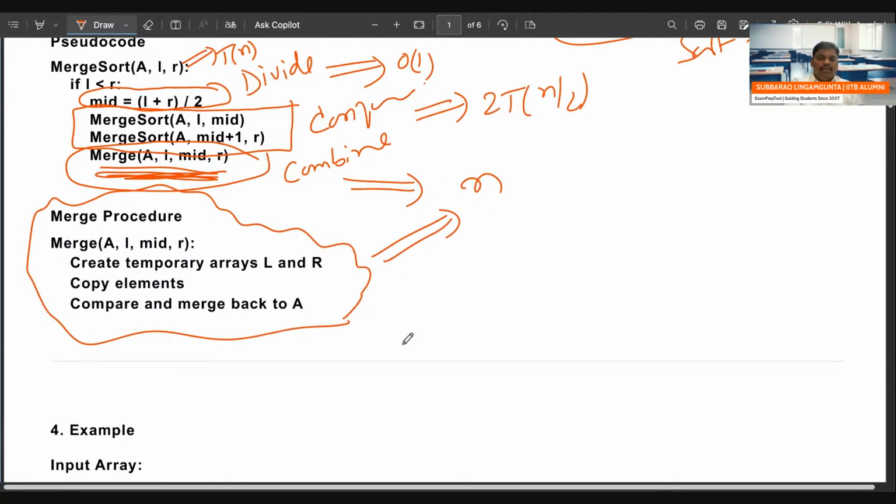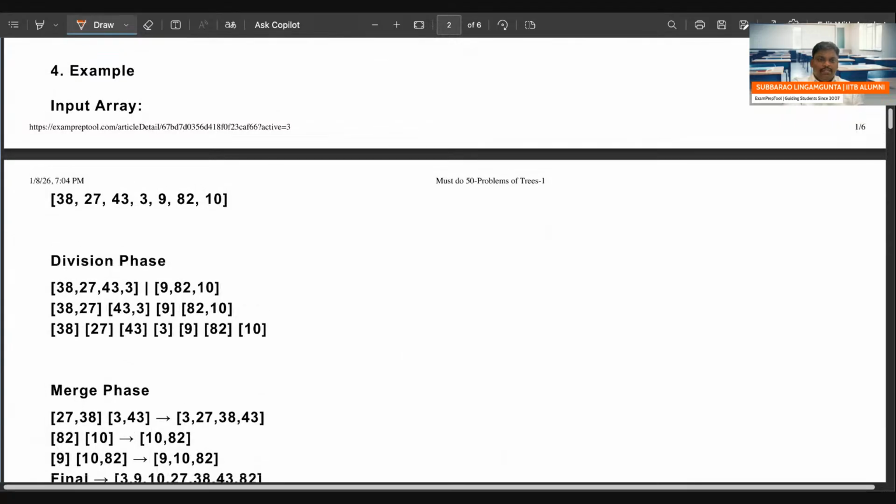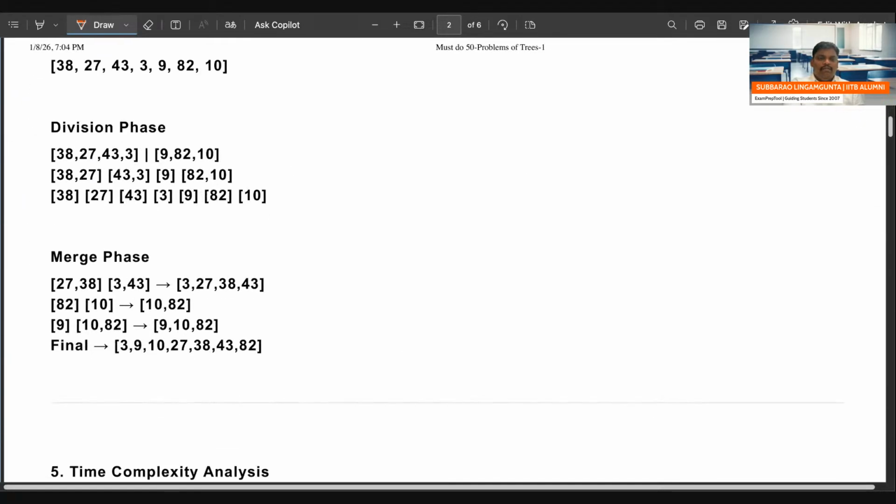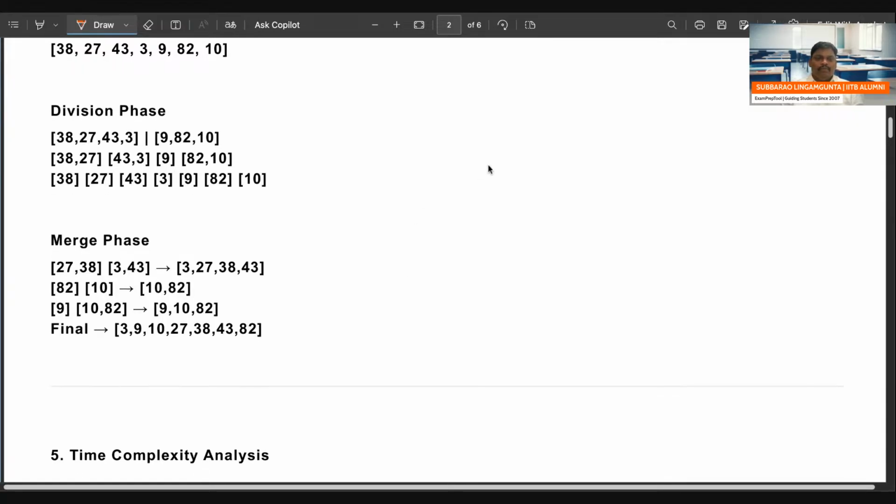I also planned an example here. Let me check what that example is. Everyone see this one. It is array A with elements 1 to 7, so 7 elements are there. You want to sort it. First divide: 1 plus 7, 8 by 2.